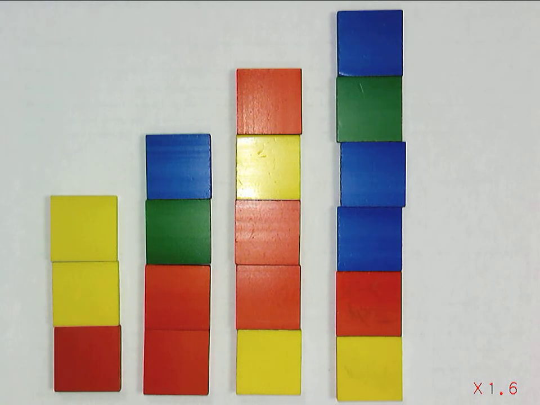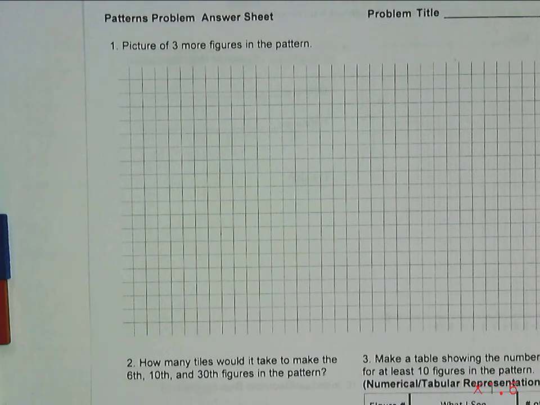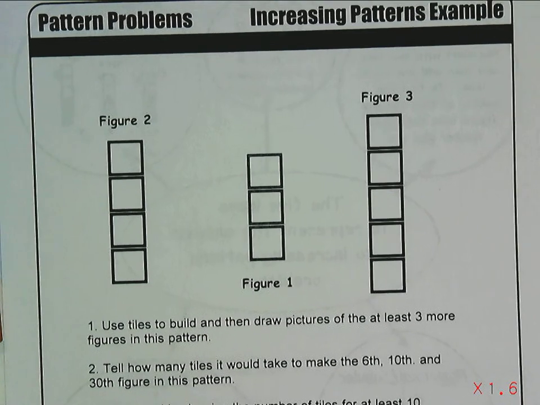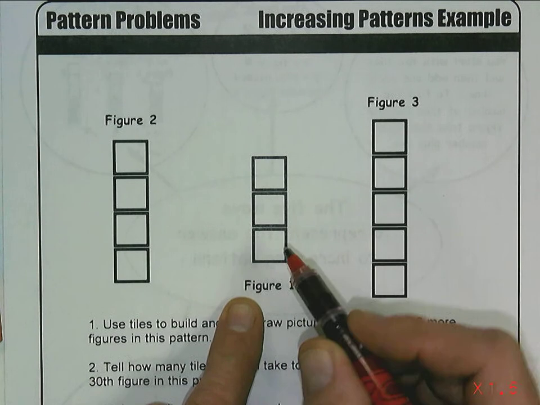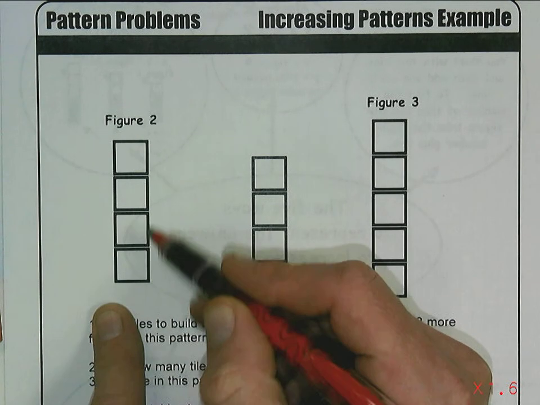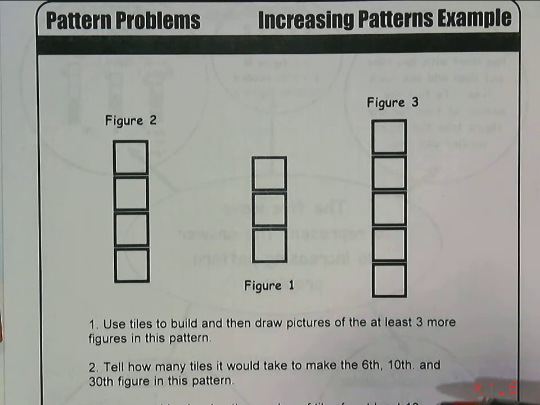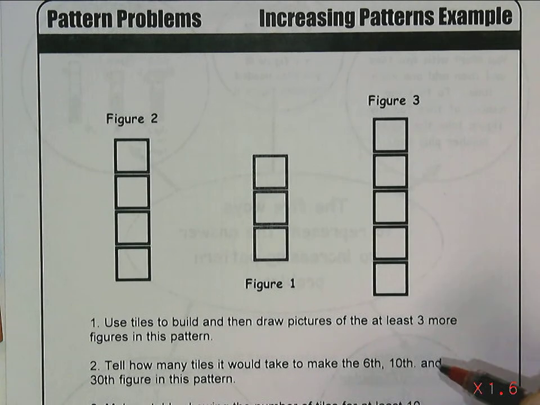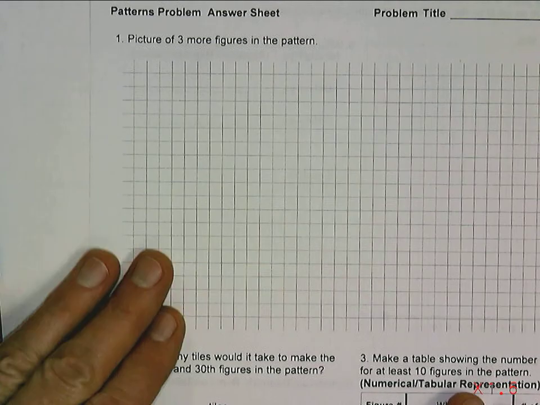And so what I'm going to do is switch over to a piece of graph paper and move my tiles off here for a second. So if we remember the initial 3, and I'm actually going to put a picture up, here's the initial 3 that we started with. So figure 1 looks like this, figure 2 looks like this with 4 tiles, figure 3 looks like this with 5 tiles. And so now what if I wanted to extend this pattern and include at least 3 more? So now what I want to do is include figure 4.